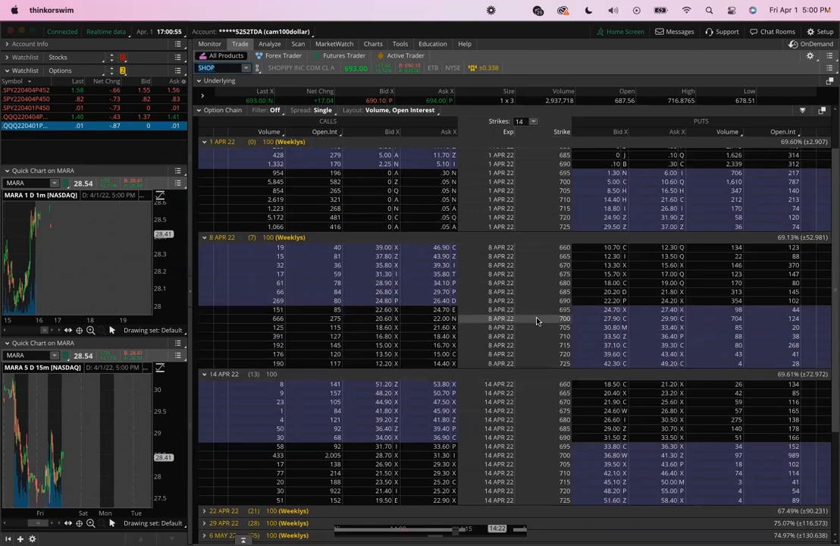So you can see that for the 700s, the volume and open interest is a lot higher than the 695s, right? Shopify isn't a super well-known name like the S&P 500. So you have to stick with the contracts that more people are trading if you want to actually get filled, because there's higher supply and demand for those contracts.